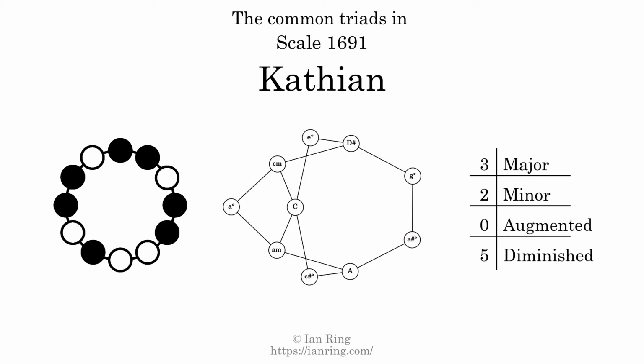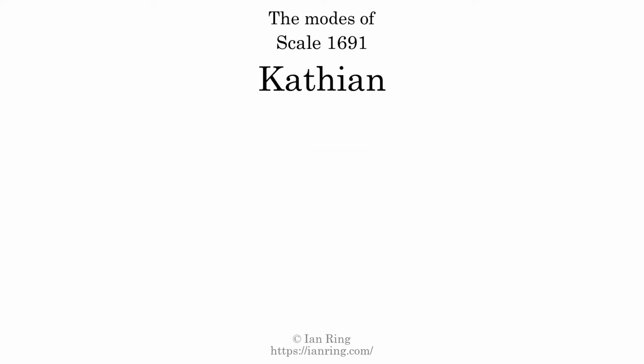Here is a Hamiltonian path of parsimonious voice leading that uses all the triads. This scale has 7 modes. The first mode is itself. The second mode is scale 2893, also known as Lillian.